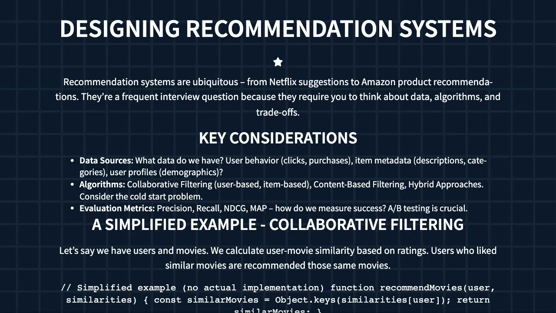Okay, so when tackling a recommendation system question, it's really about understanding the data you're working with and then choosing an algorithm that fits. Think about where your information is coming from. User behavior is super important, as are details about the items themselves. Then, explore different algorithms like collaborative filtering, which compares users to find similar tastes, or content-based approaches that match items based on their characteristics. Finally, we need a way to measure how good our recommendations are, and A/B testing is your friend there.